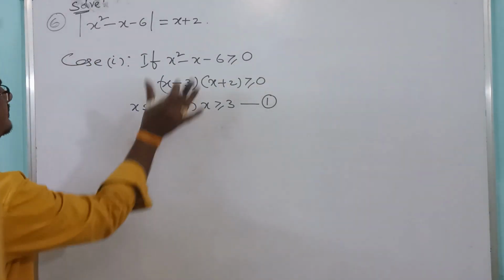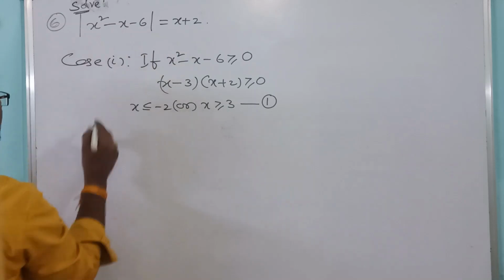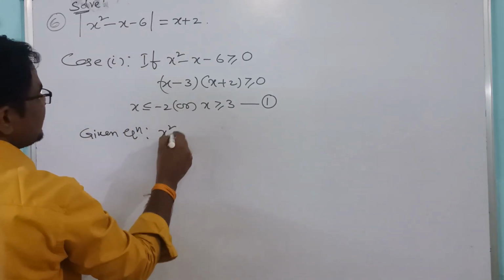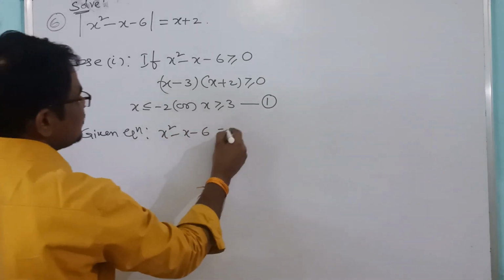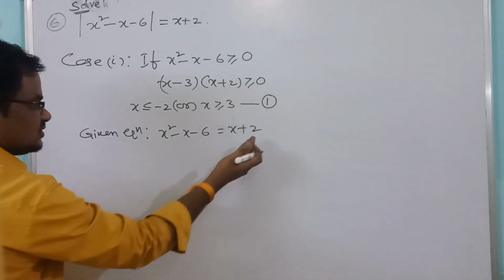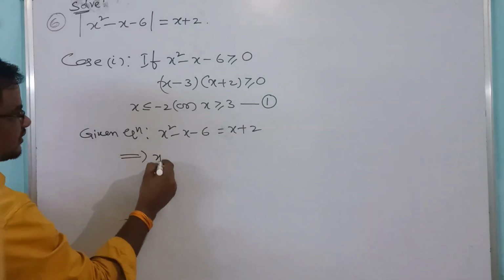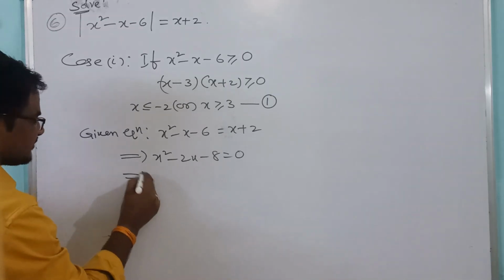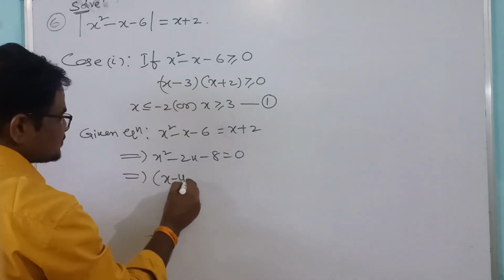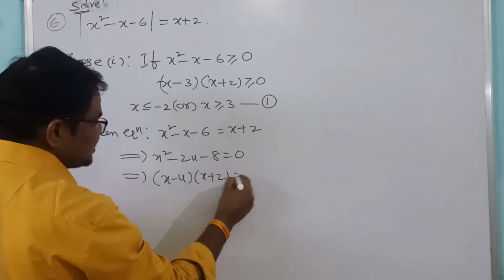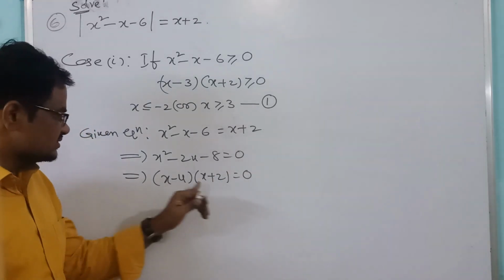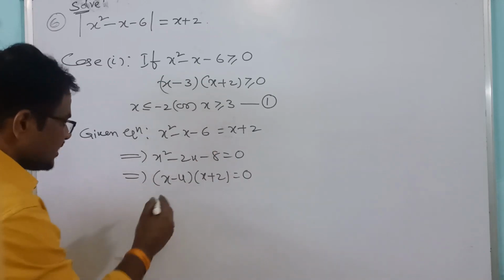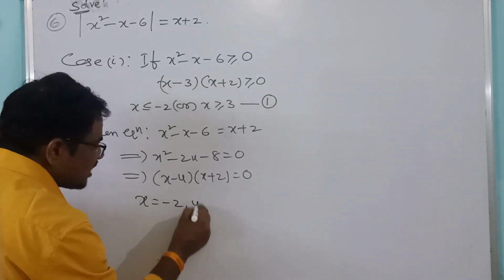And now whenever this is greater than or equal to 0, the given equation becomes x square minus x minus 6 equal to x plus 2. So take these values to this side. x square minus 2x minus 8 equal to 0. Here also take the factors x minus 4 and x plus 2 equal to 0. So x square minus 4x plus 2x minus 8, right? Now here x values are minus 2 comma 4.